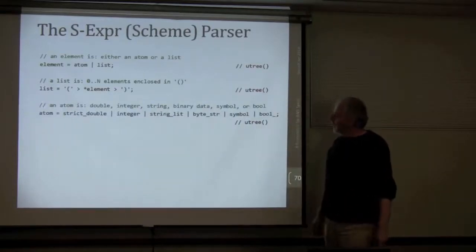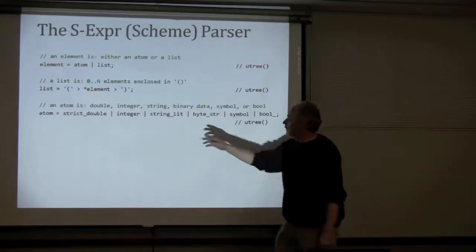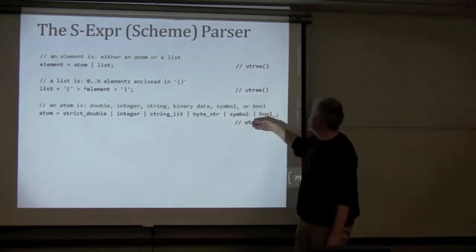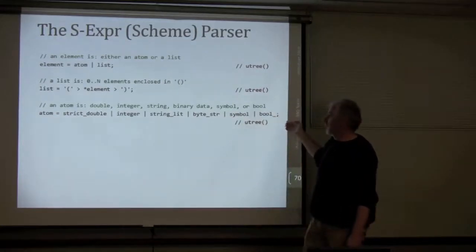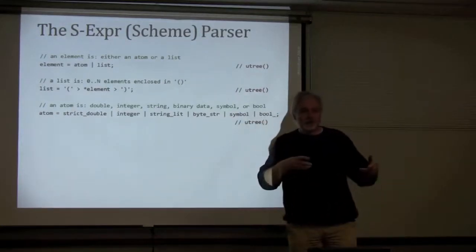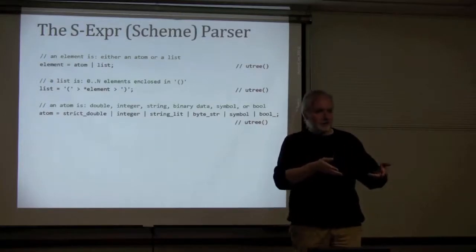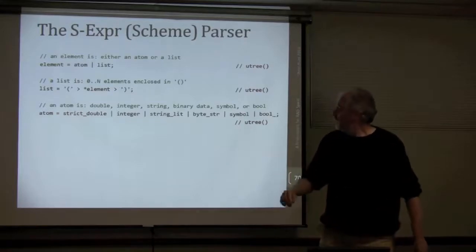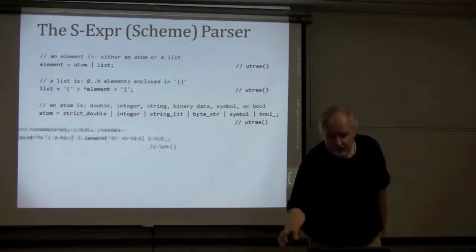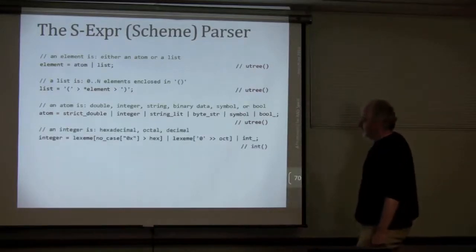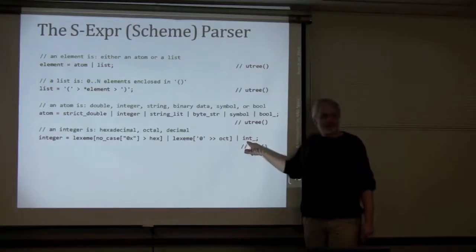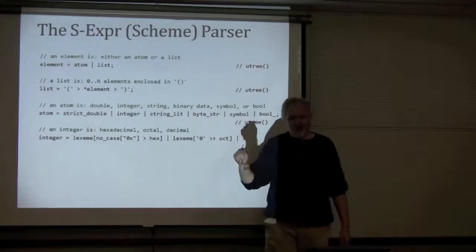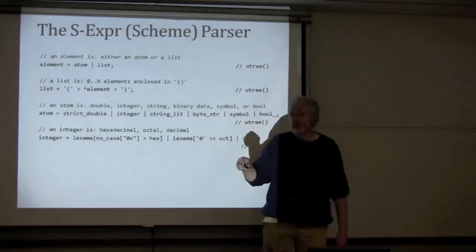An atomic element is either a double or integer or a string or a byte string or a symbol or a bool. Again, it's essentially what Joel has been talking about, right? It's essentially what we want to represent there. Let's go further. An integer, well, in the simplest case, it's an integer, so the elementary integer parser. But we said, okay, let's allow hex and octal numbers there as well.